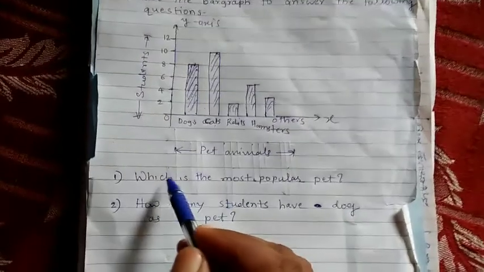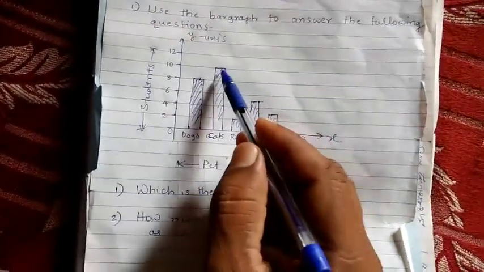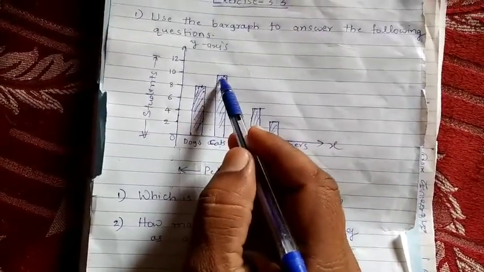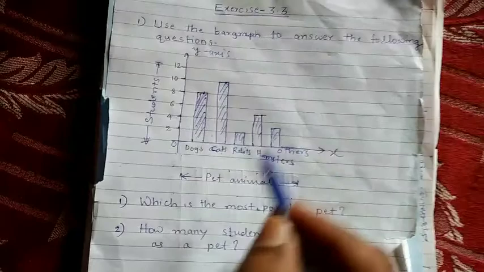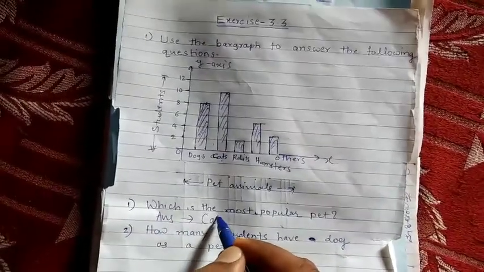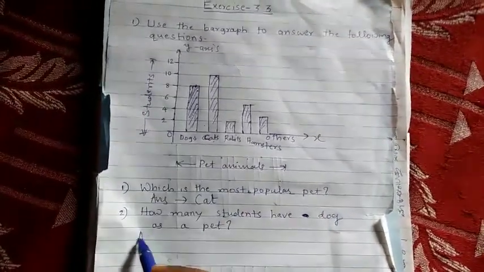And what is the first question, students? All of you see here. Which is the most popular pet here? Among 2, 4, 6, 8, which one is the biggest number here? 10. What does 10 mean? The answer is cat. So the most popular pet is the cat.